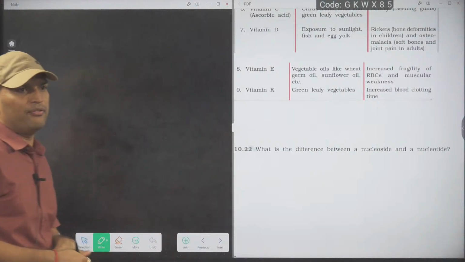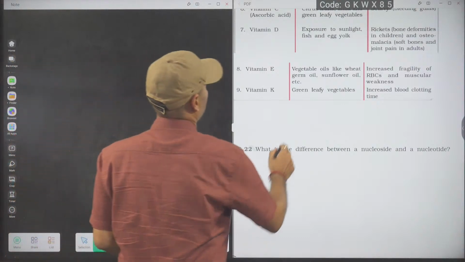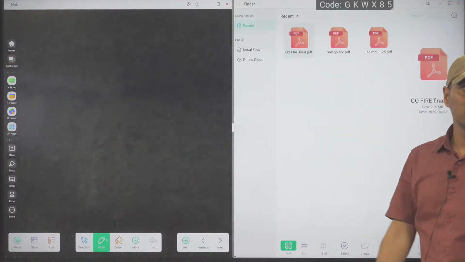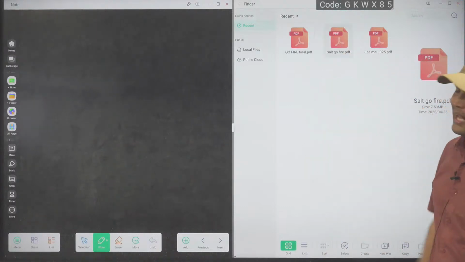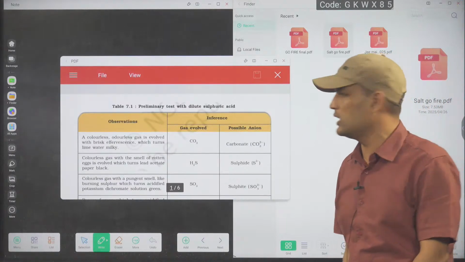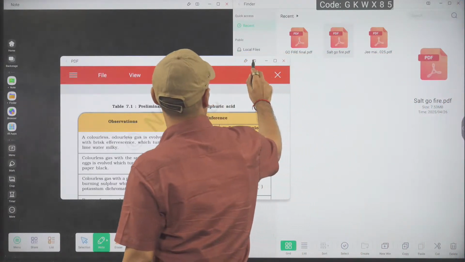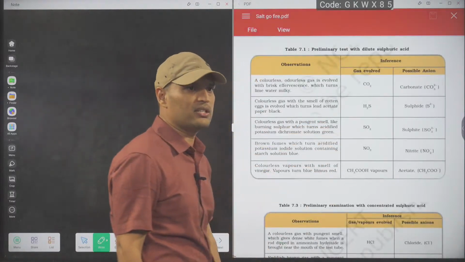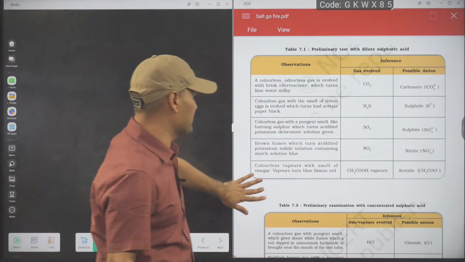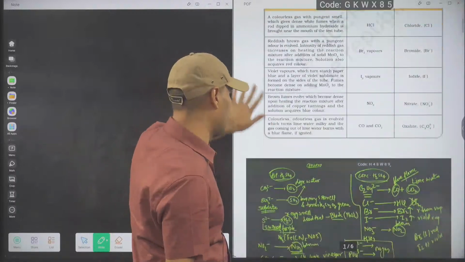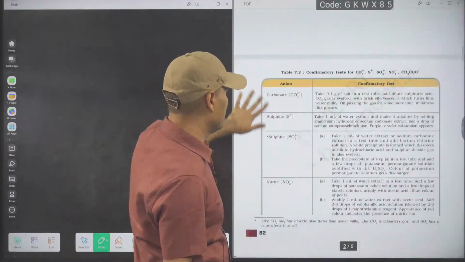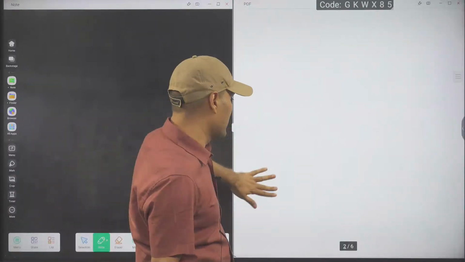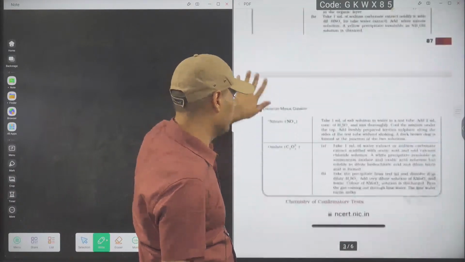Now the salt part. If you want to see the salt part, generally there are three tables you should see. So in the last 10 minutes we will quickly see this salt part. Three tables mainly you should see. Based on that only we have also asked the questions. The three tables are: preliminary test, confirmatory test, and finally the cation part.